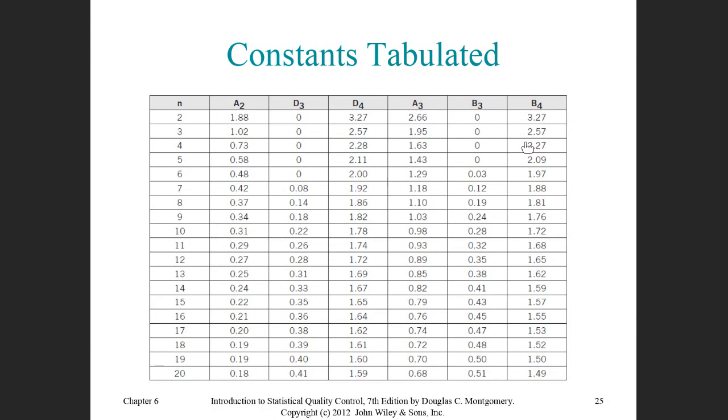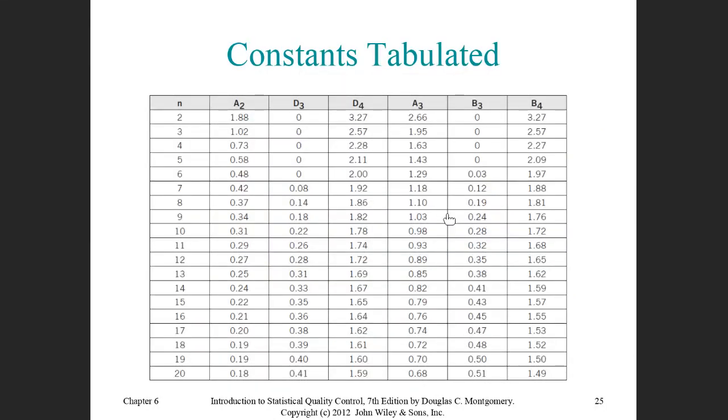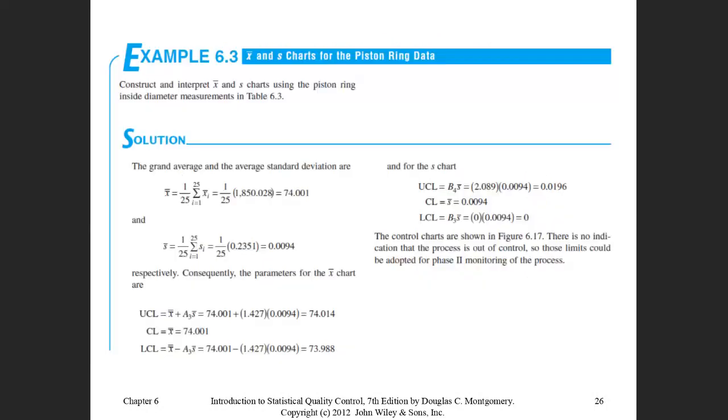So those constant values can be found from the tables which are given to you, and you can have them during the exam. A3 is found in this column, you look for the sample size and you get the value of the A3. An example here to construct an X bar R for data is given, we will see it.